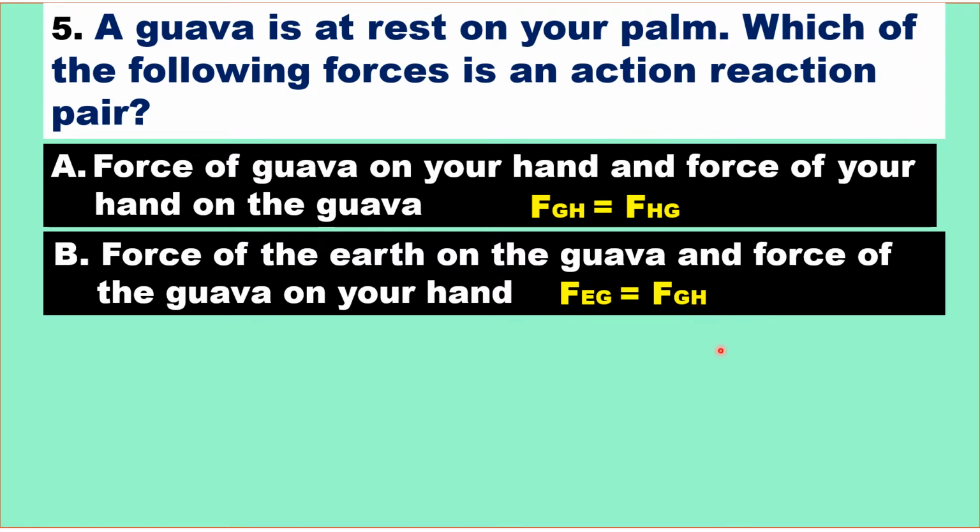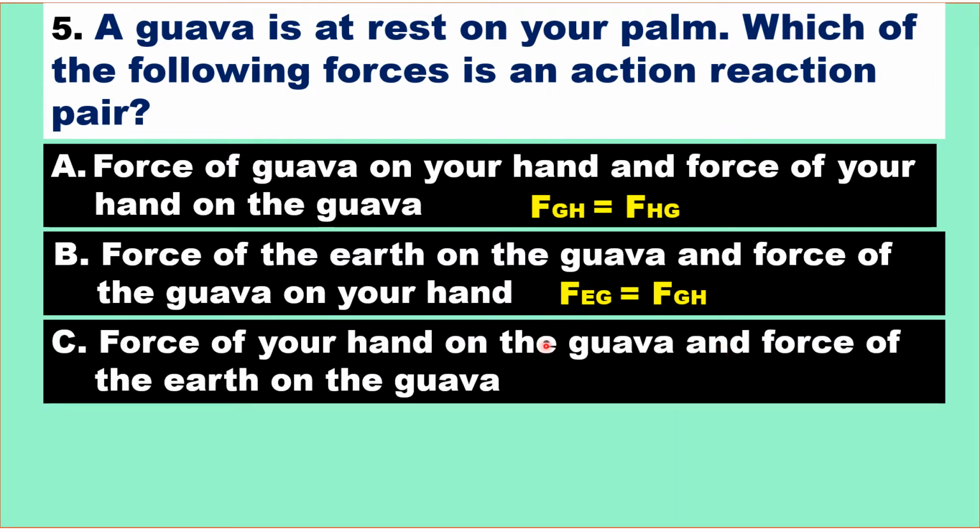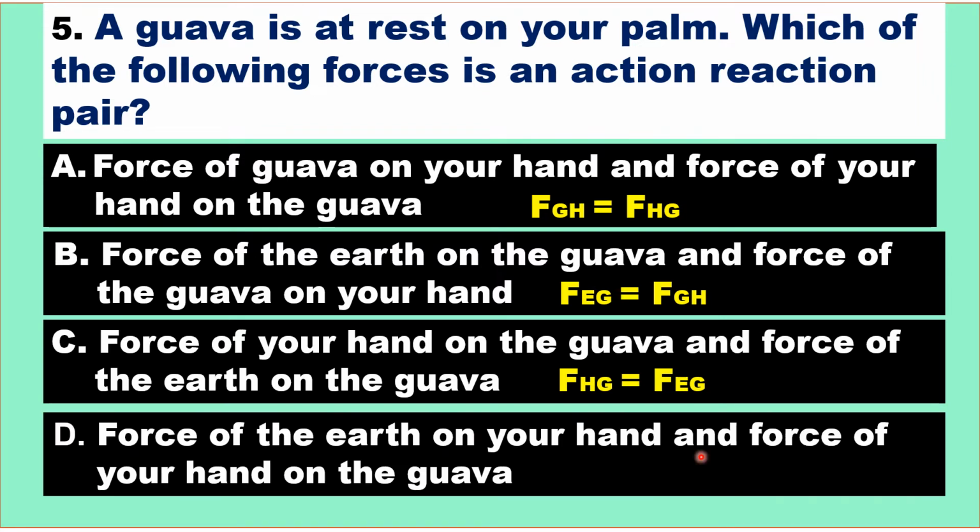For letter C, we have the force of your hand on the guava and the force of the earth on the guava, labeled FHG being equal to FEG. And the last choice, letter D, the force of the earth on your hand and the force of your hand on the guava, labeled as FEH being equal to FHG. All right, so what do you think is our correct answer?